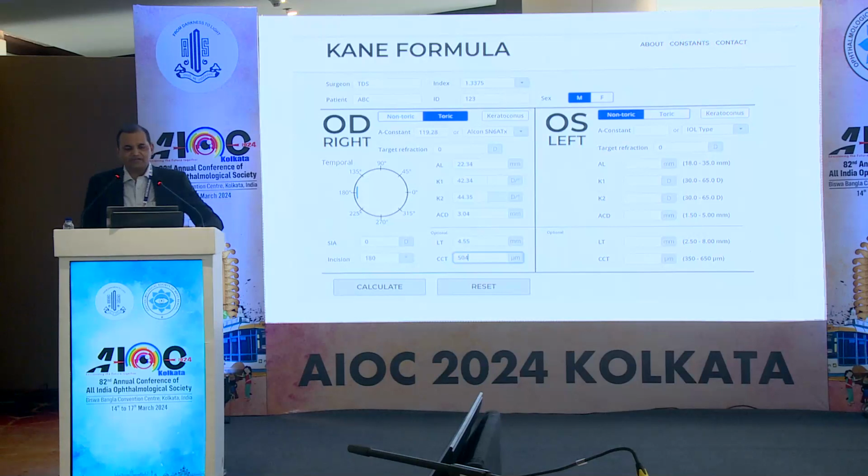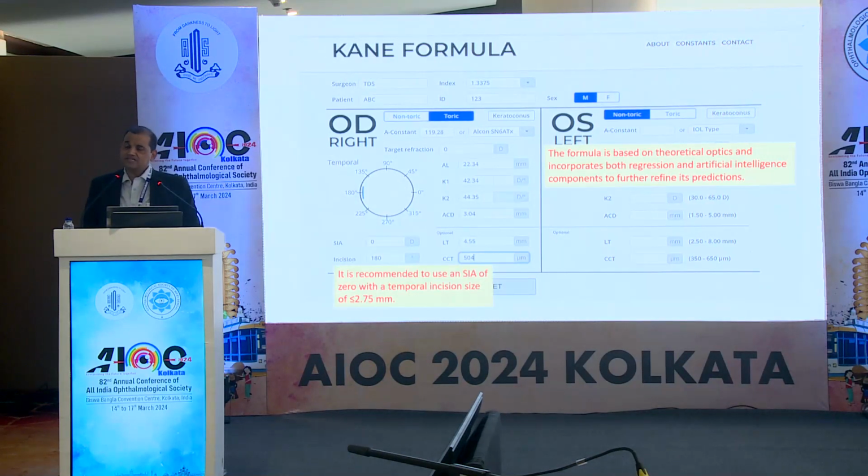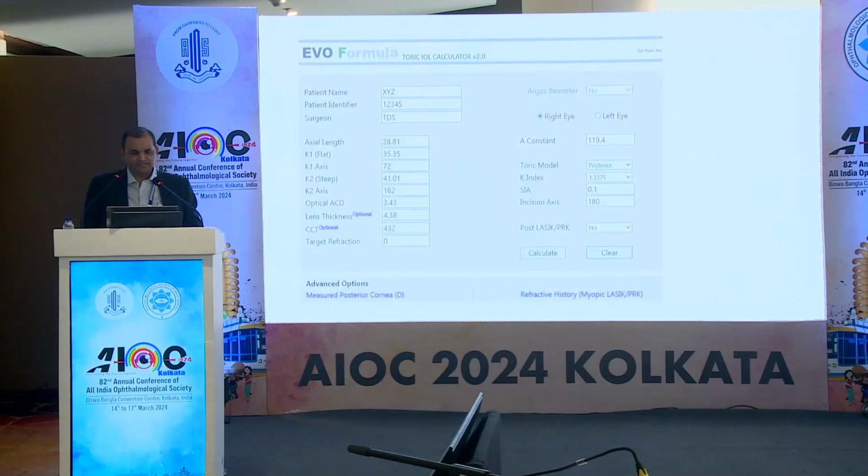The Kane toric calculator, which is very popular nowadays, is based on theoretical optics, and is both regression and AI based. This is very important to understand. When you are using the Kane formula, Dr. Kane has suggested using an SIA of 0 when you are going for a temporal incision of less than 2.75. Usually we put in our own SIA and then it will give erroneous results.